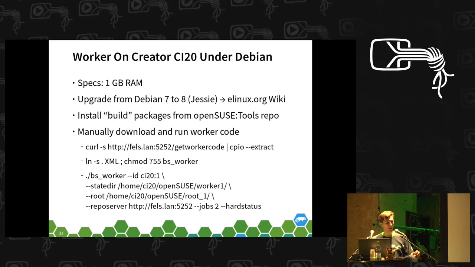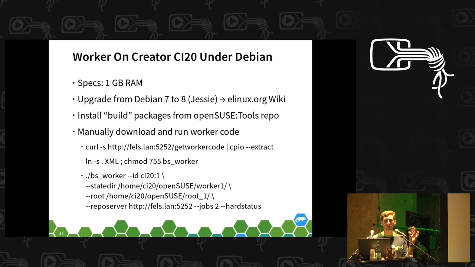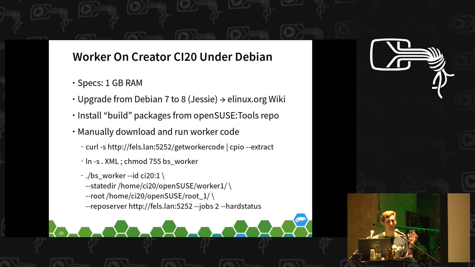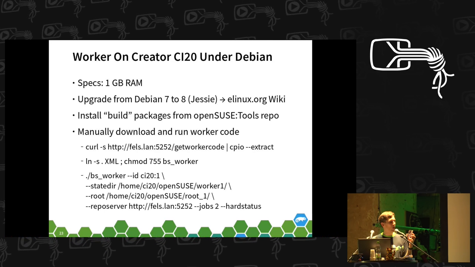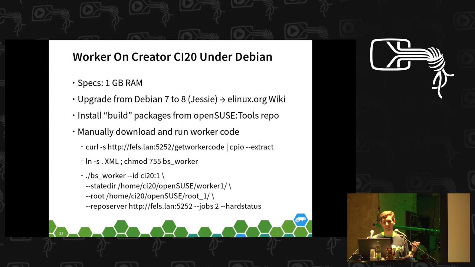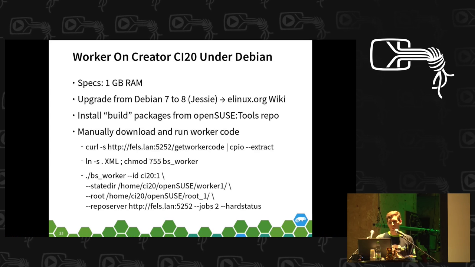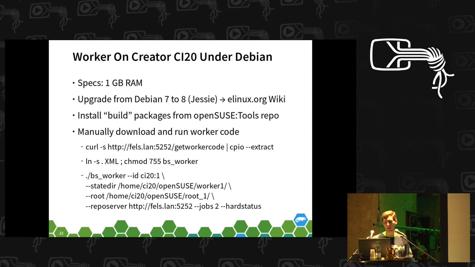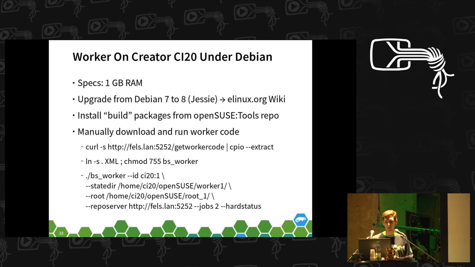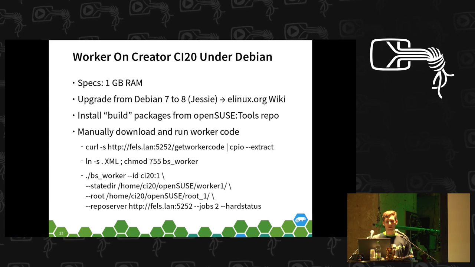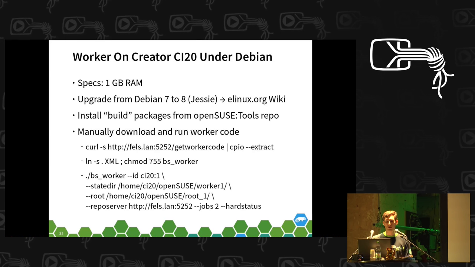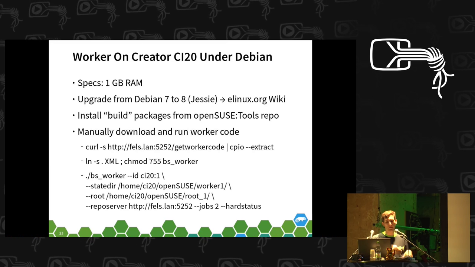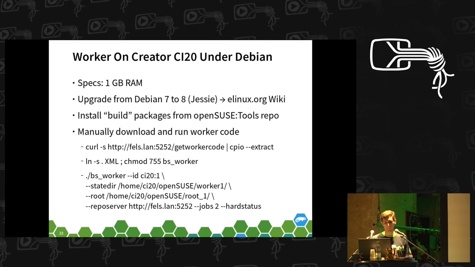This particular board, the Creator CI20, happens to have a gigabyte of RAM, which is, compared to many other ARM devices that people like Max Reinhardt have been working on, quite a lot for MIPS purposes. For reasons that I don't want to go into further, I upgraded from Debian 7 to Debian 8 to have certain package dependencies available. There are instructions for this particular board on the elinux.org wiki. And then from the openSUSE tools repository, I managed to install the build package and some of its dependencies, which again were using other dependencies already available in the Debian distribution.